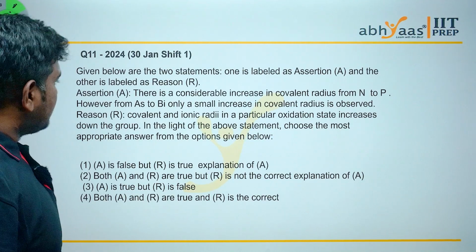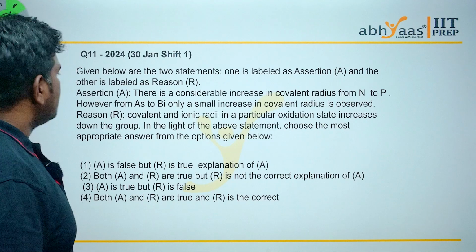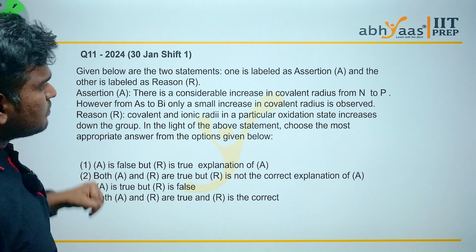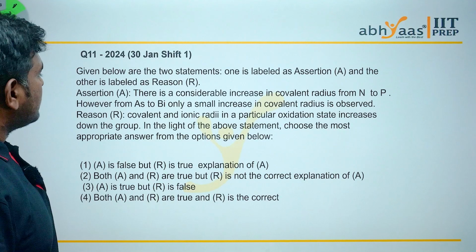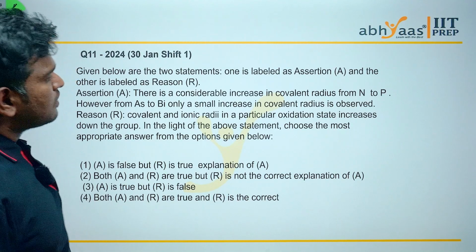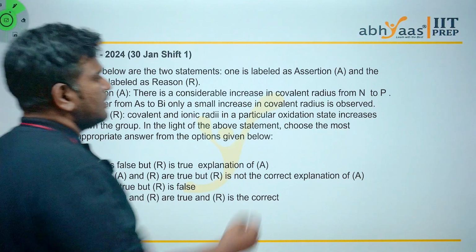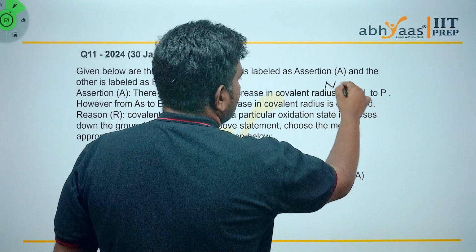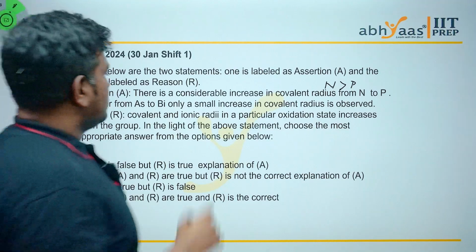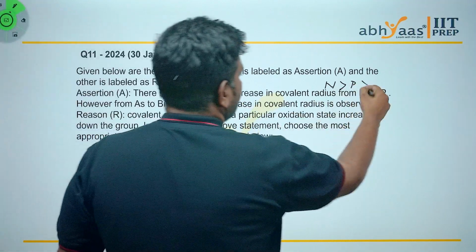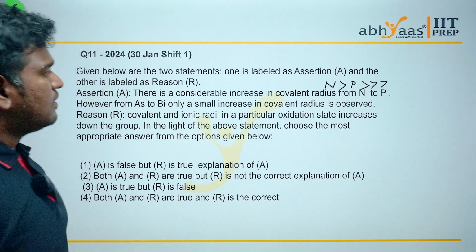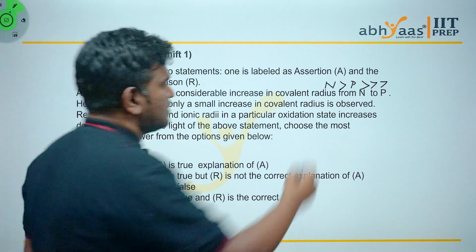So here you are having an assertion and you are having a reason. There is a considerable increase in covalent radius from N to P. However, from As to Bi, only a small increase in covalent radius is observed, right? It is right. From N to P, there is a considerable increase in covalent radius. But after that, you will be having less. Only a small increase is found. Is it right? It is right.